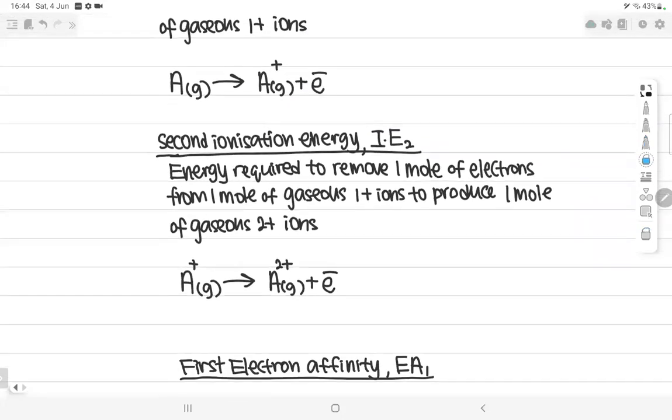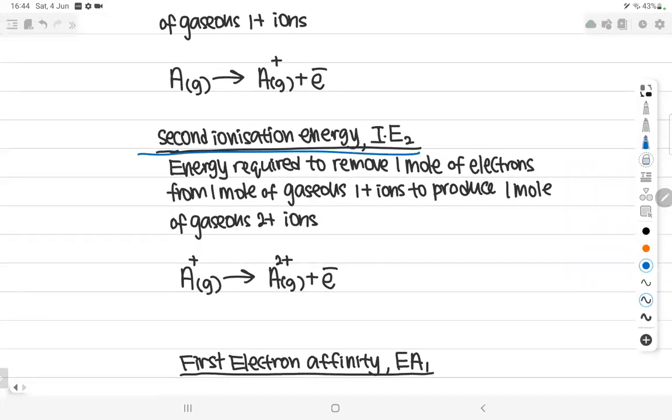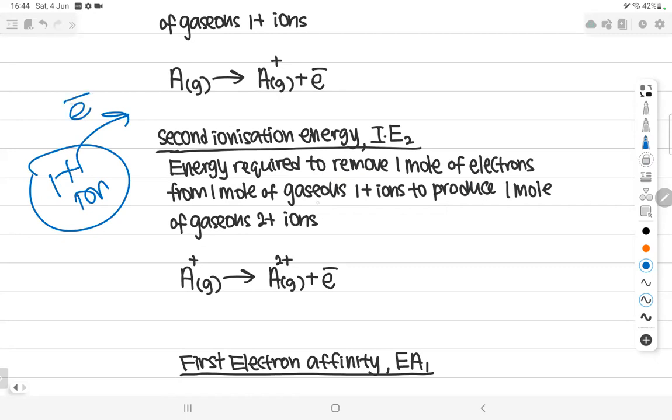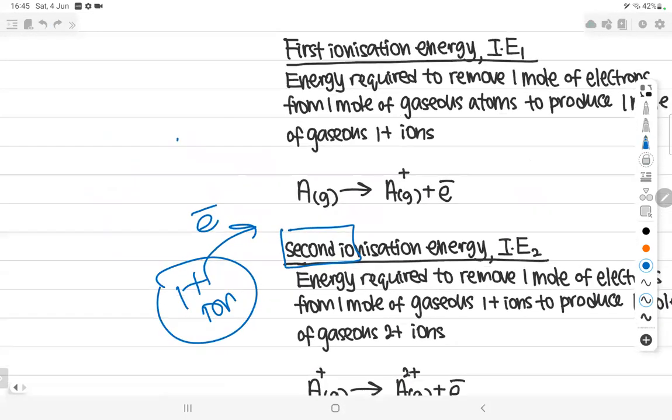What about second ionization energy? Same thing. Second ionization energy, which we learned in AS, is the energy required to remove 1 mole of electrons. We always remove 1 mole of electrons; it cannot be 2 moles, it cannot be 3 moles, must be 1 mole. So we remove 1 mole of electrons from 1 mole of gas ions. This gas ion is 1+. When we have the 1+ ion, we take away 1 mole of electrons from them, so we will produce 1 mole of gas 2+ ions. You see it matches: second ionization, the charge is 2+. So this is everything about AS.